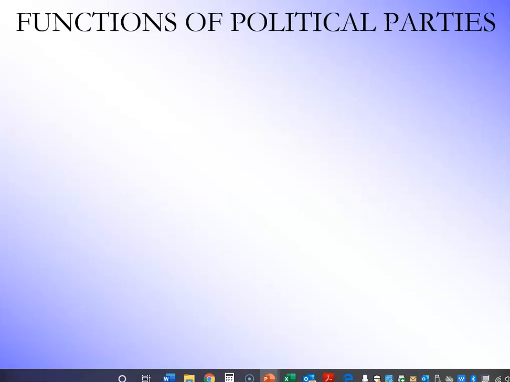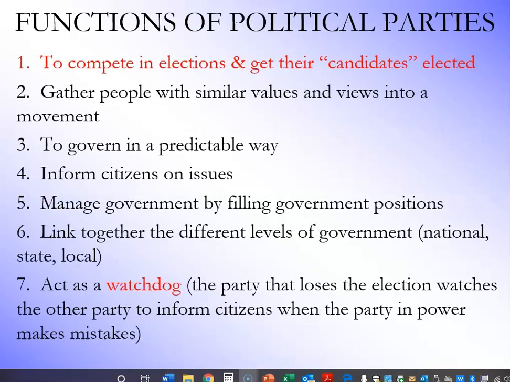So now let's take a look at functions of political parties. With the functions of political parties, all I'm asking you to do is to make sure that you fully write numbers 1 and 7. So let's take a look at these 7 functions of political parties. In other words, what do political parties do exactly? The top one in red is the most important, of course, because in order to achieve that description of a political party to influence and control government, they have to get their candidates elected to office. That should be obvious. They do other things as well.